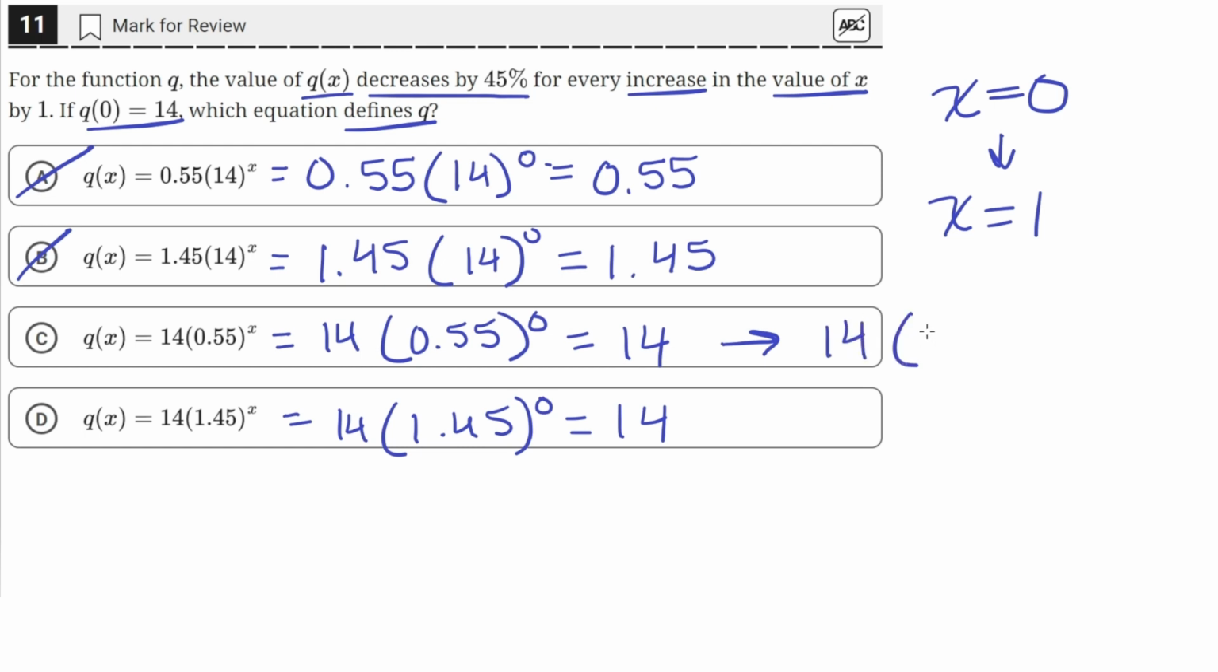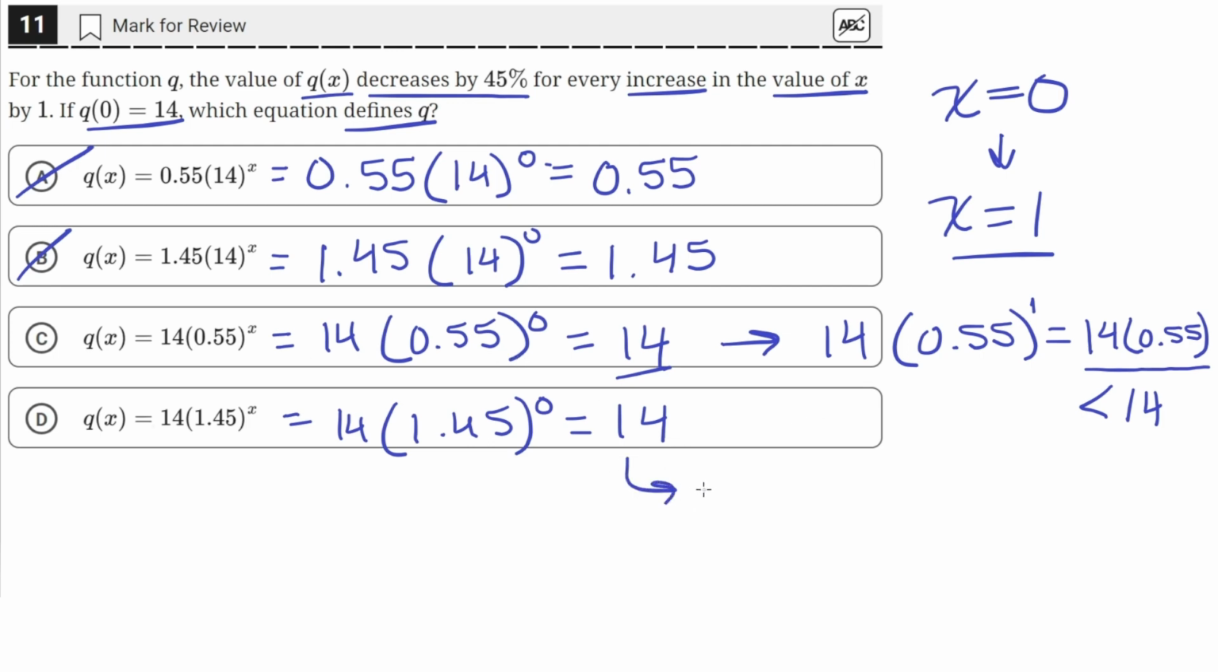So we'll have 14 times 0.55 raised to the first power. So this is just 14 times 0.55. And we know that this quantity, since 0.55 is less than 1, is less than 14. Which means that when we went from x equals 0, which had a q of x value of 14, to x equals 1, we got a value that is less than 14. Okay, so that looks good, but let's check answer choice D.